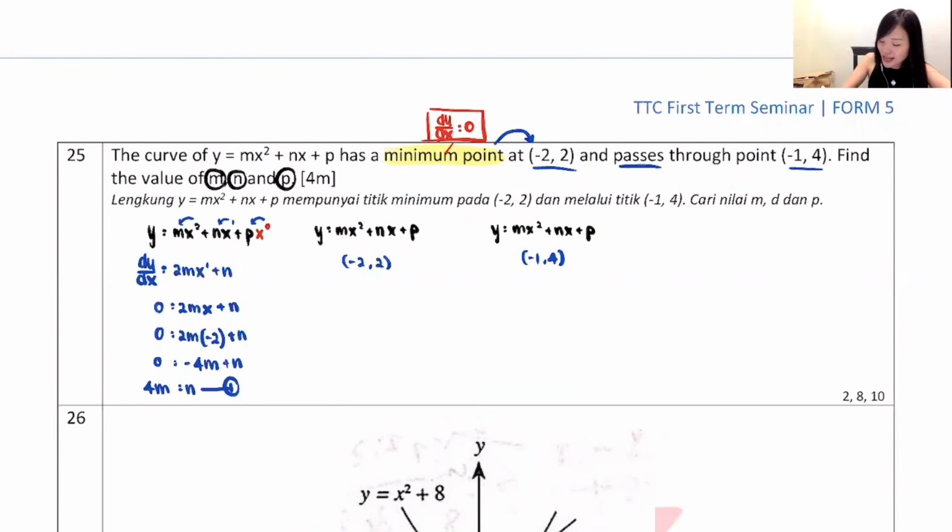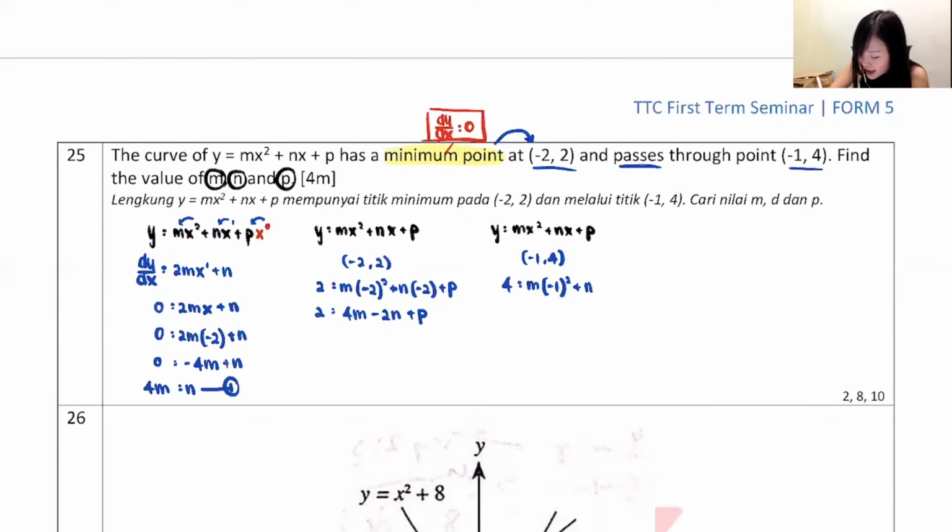Now we sub inside. The y is 2, the m times x, which is negative 2 squared, plus n times x, which is negative 2, plus p. So 4m minus 2n plus p equals 2. How about the other one? Same thing. Y is 4, m is m, x is negative 1. Negative 1 squared is positive 1, times m is m. Negative 1 times n is negative n, plus p. Isn't it equal to 4?